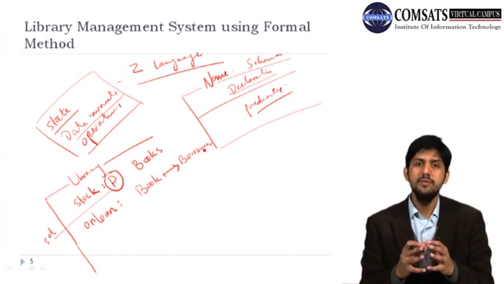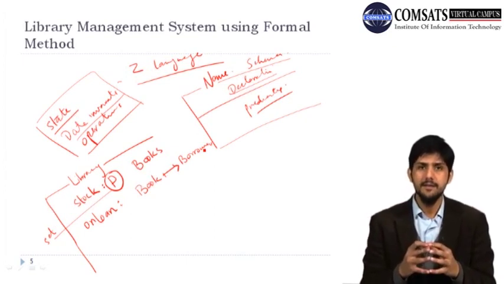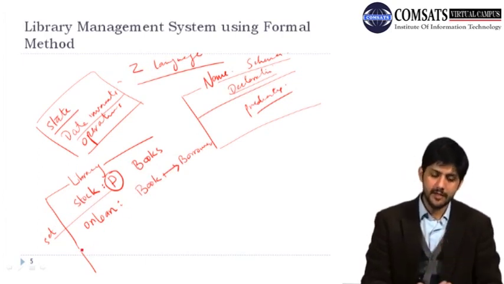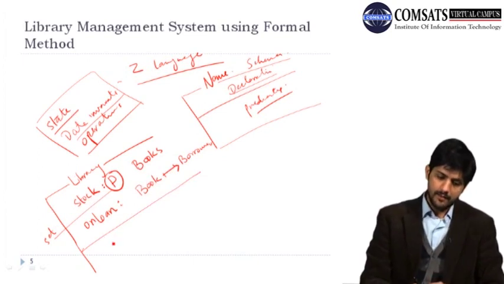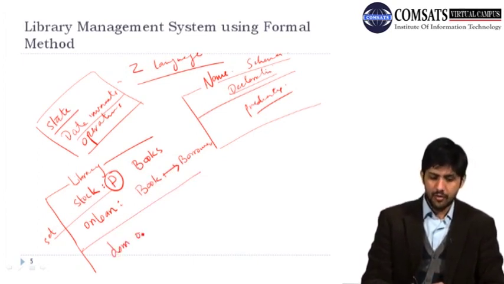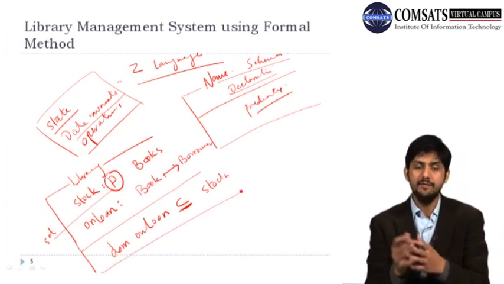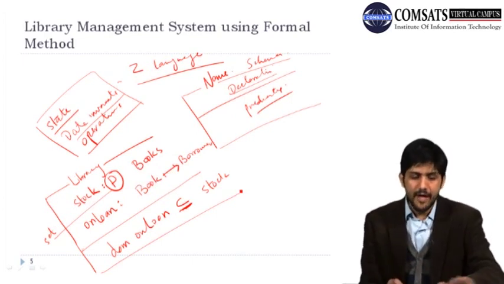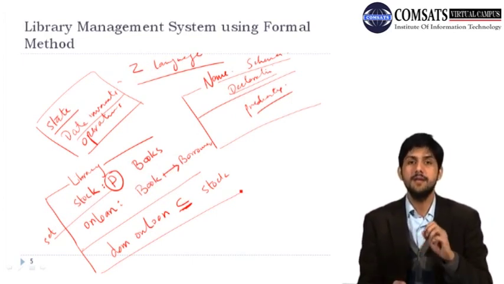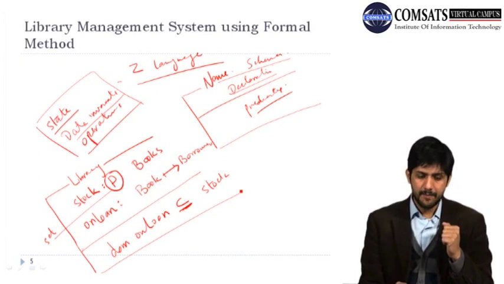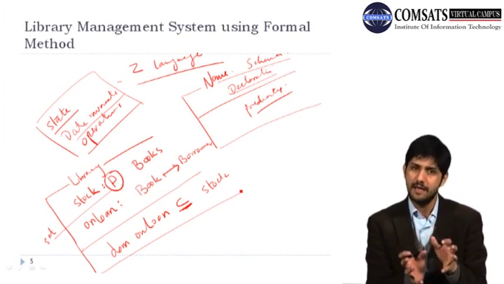So these two sets are the declarations, but they do not define the complete state of my system. And then I said that the domain of on loan books is a subset of this set stock. So only the books within my stock can I give on loan. So if we look at this, now this schema defines the state of this library management system. One thing that you would notice here is that I have sort of limited my definition of this library management system.